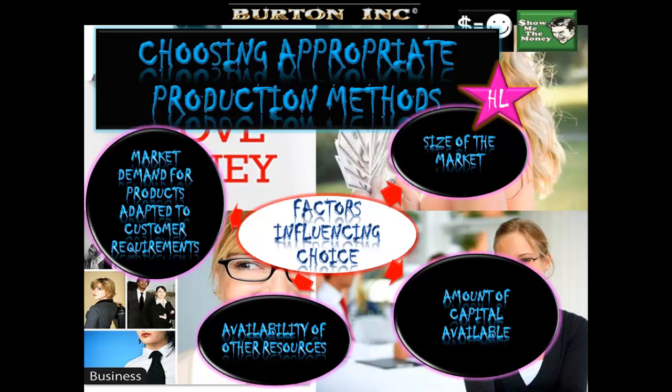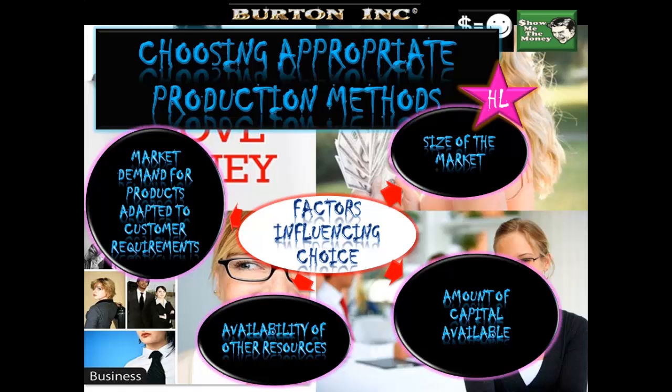The amount of capital available. A purpose-built flow production line is difficult and expensive to construct. Small firms are unlikely to be able to afford this type of investment and are more likely to use job or batch production. These machines cost significant amounts of money.